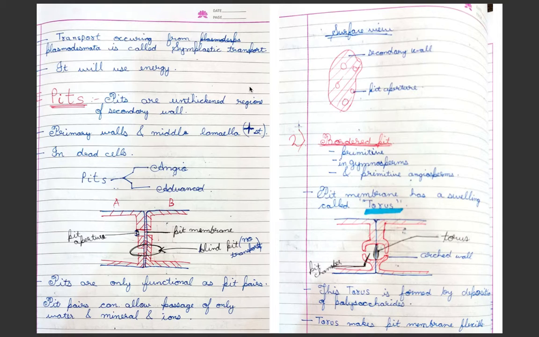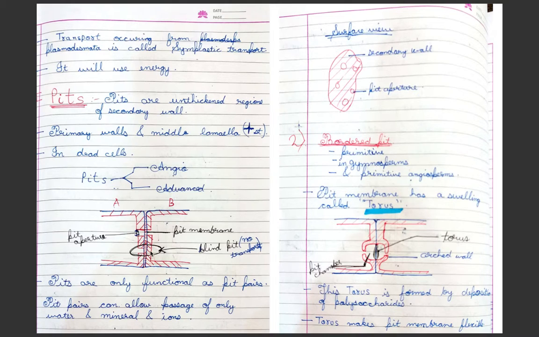Pits are unthickened regions of secondary wall. Primary walls and middle lamella are present in them. Pits are of two types, simple and bordered. Pits only function as pit pairs. That is, pits are functional only if both sides have primary walls, and also the middle lamella is absent on both sides.